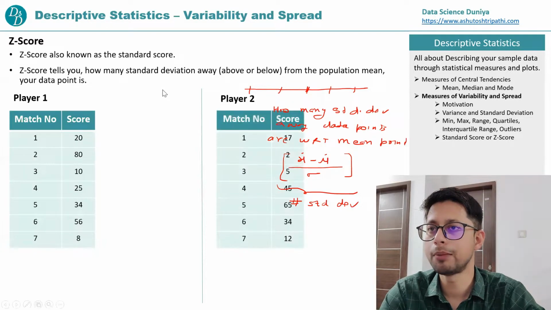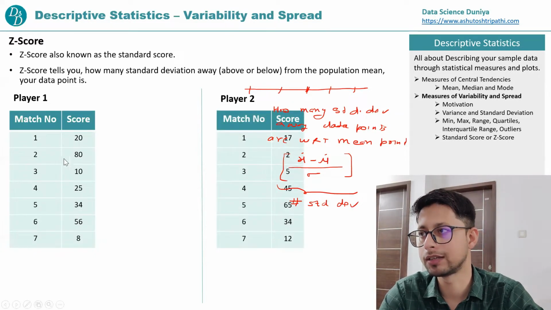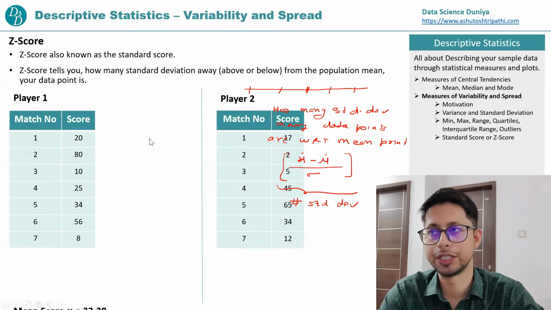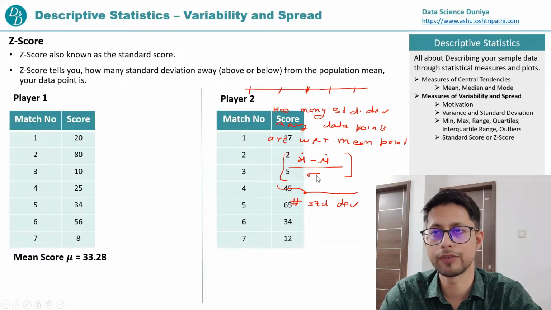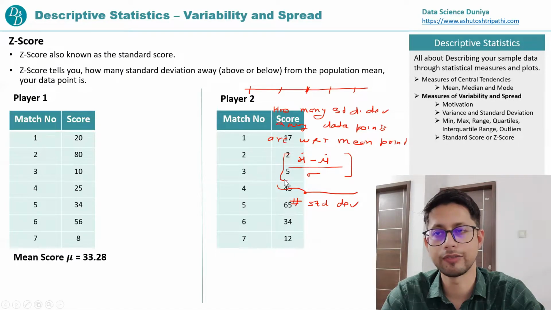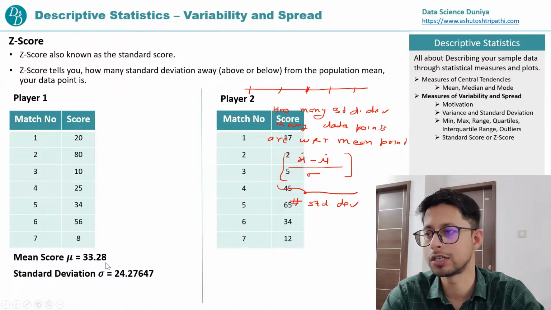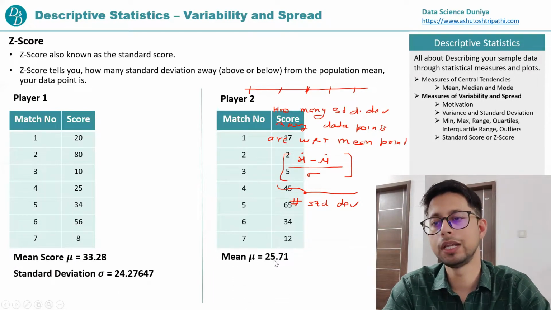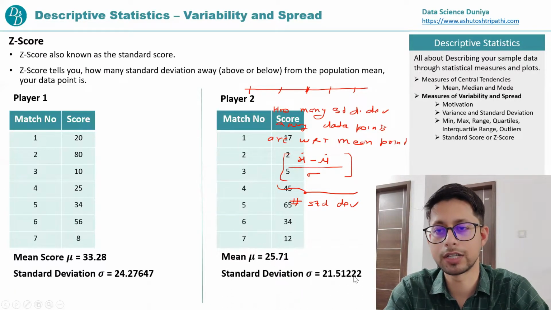Suppose we have player 1 and player 2 data available: the previous 7 match scores for player 1 and the previous 7 match scores for player 2 as well. So how to calculate the Z-score? As you see in the formula, we need the mean and standard deviation. First we calculate the mean value and the standard deviation of the data points. The mean value for player 1 is 33.28 and the standard deviation is 24.27. Similarly, we'll calculate the mean value and standard deviation of player 2.